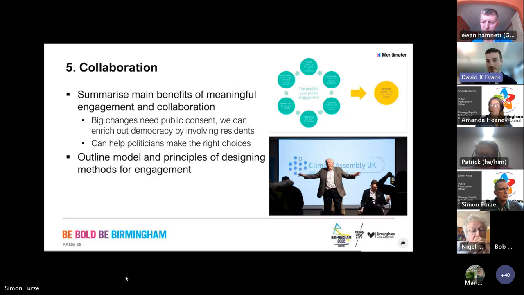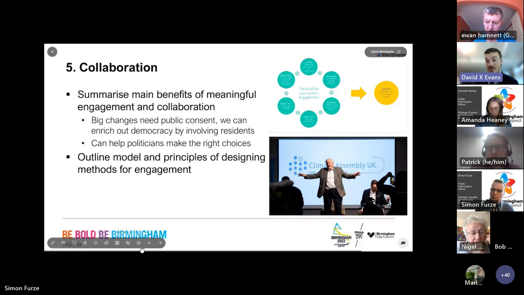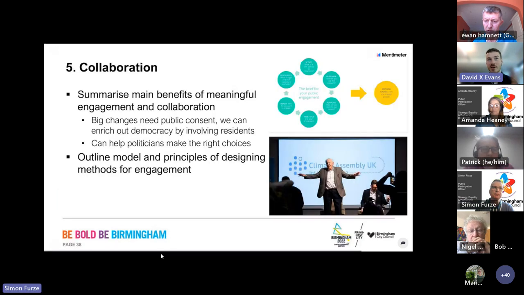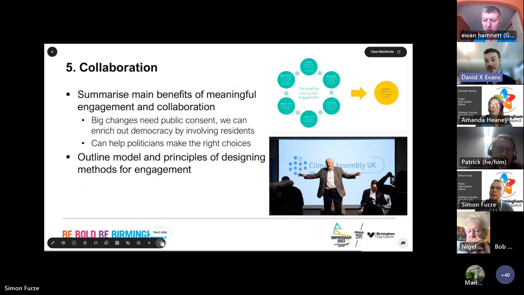So what do we mean by collaboration, really? There's lots of different meanings. And this section will look to summarize the main benefits of meaningful engagement and collaboration. When we talk about net zero and adapting to climate change, it's a big change that needs public consent and involvement. We can enrich our democracy by involving residents in a better way, like we are today. And it can help us make the right choices as well. I think that's the real purpose: the insight of local people can really lead to better decision making. The other thing this section will do is outline the principles and methods of going about engagement.